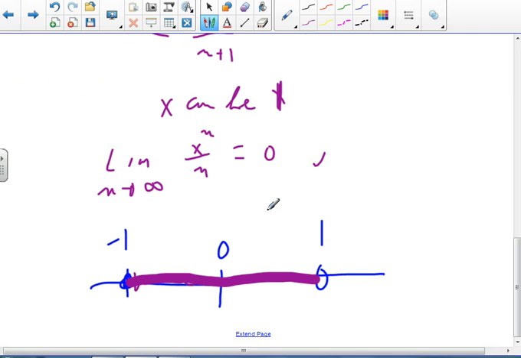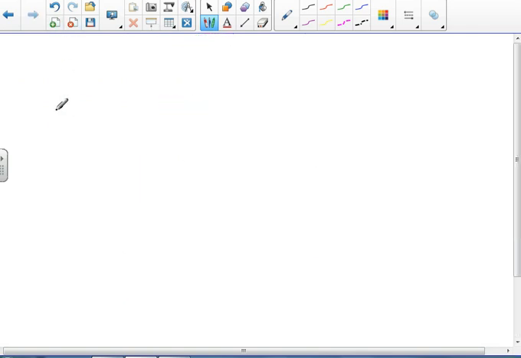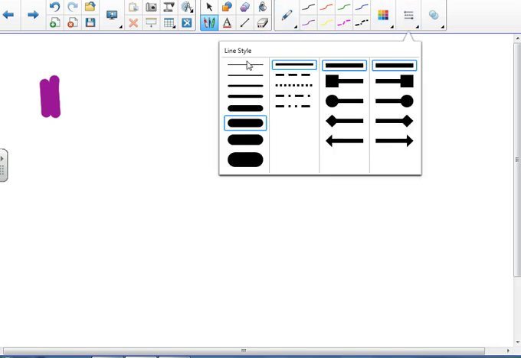Where are we? Number 11? Yep. Way to go. Yeah, that was really good.